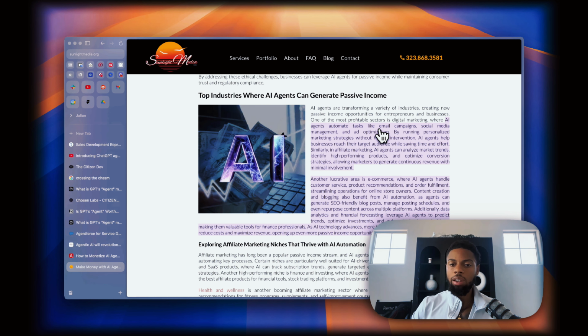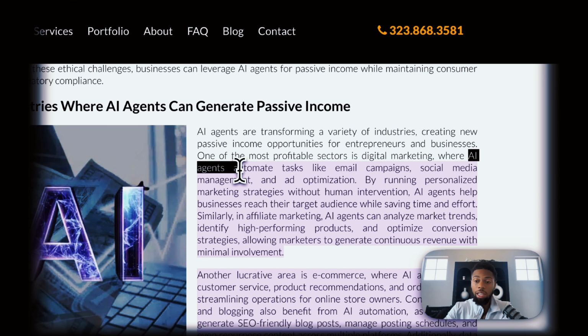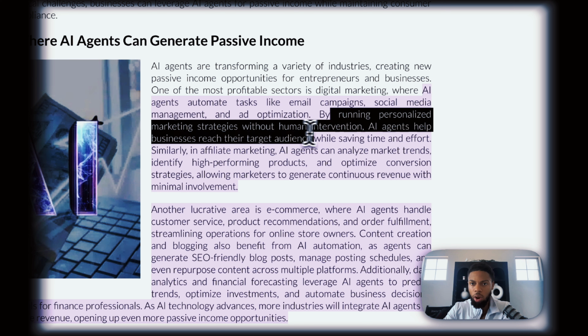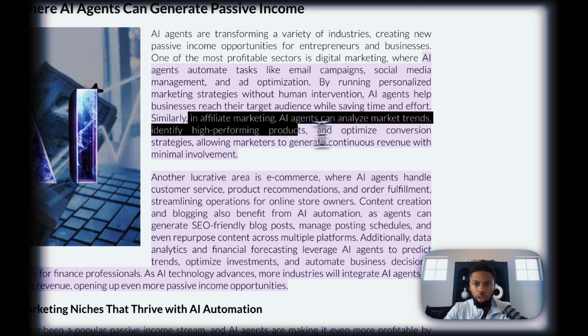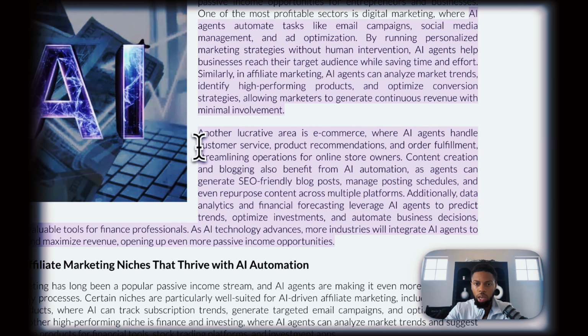You don't need to put in more than 100 hours to really become a master at building agents for digital marketing. And you can even see here, this website talks about how AI agents can easily, if I could add, automate tasks like email campaigns, social management, ad optimization, etc. You can run personalized marketing strategies. Especially if you're in affiliate marketing, you can analyze marketing trends and identify high-performing products. And if we're talking about products, obviously e-commerce is another huge industry that could benefit from this, where you can do customer service, product recommendations, order fulfillment.